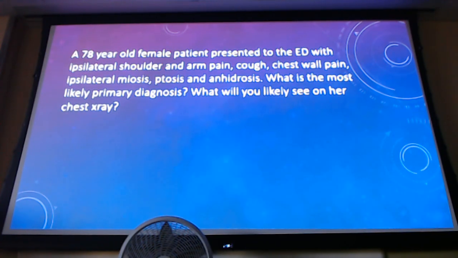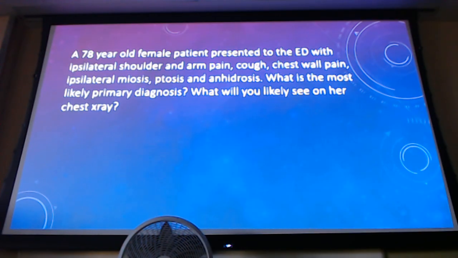All right, 78-year-old female presents to the ED with ipsilateral shoulder and arm pain, cough, chest wall pain, ipsilateral miosis, ptosis, and anhidrosis. What's the most likely primary diagnosis? Pancoast tumors. What will you likely see on your chest x-ray? Tumor in the apex. Yeah, tumor in the apex, right?